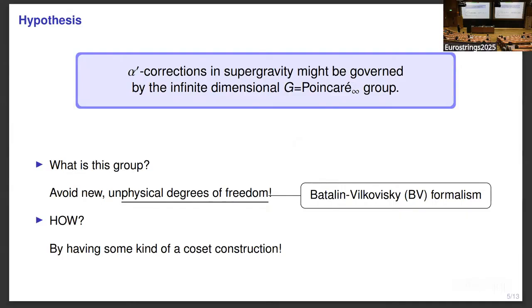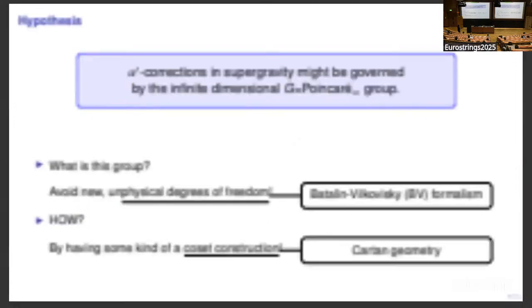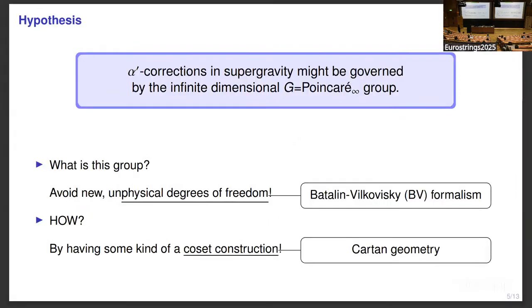So that means for the first point, we will use a BV formalism, because this is the way we figure out physical degrees of freedom. And the second thing, as I already was mentioning, is done by Cartan geometry. And we will put both together. And then we have a recipe for finding out these higher derivative corrections.